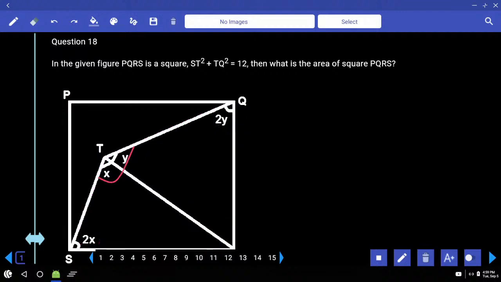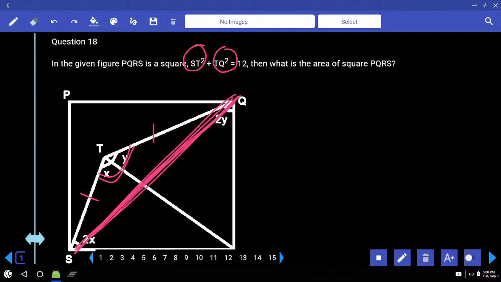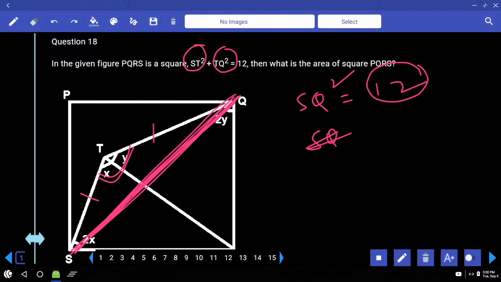Understood or not? If you join these two, this is a right angle triangle. These are two sides and this is hypotenuse. And one more thing, ST square plus TQ square will be equal to SQ square. Isn't it? So that is nothing but 12. So SQ square is 12. If the diagonal of a square is known, how to find out the area? Diagonal square by 2. Diagonal is SQ. SQ square is 12 by 2. 6 should be the answer. That is the area of the square.